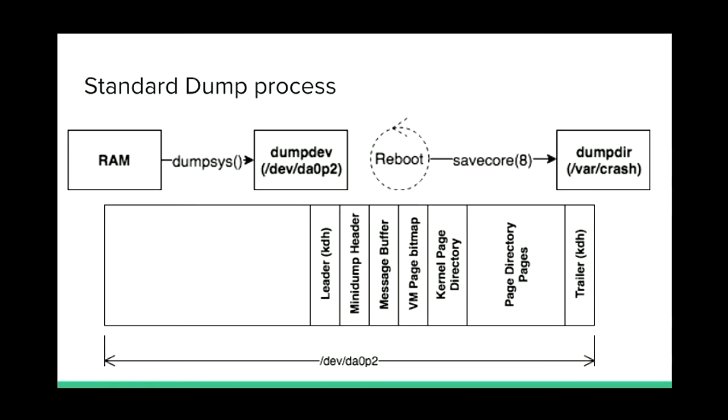So the standard dump process, like I said, you take all your RAM and dump it out to a swap partition, your dump device. When you reboot, a process called savecore runs and takes that dump out of swap and puts it into a file in /crash. This is the format of it in swap. There's a longer talk about all this that explains why this is at the end. So that's stashed in swap to persist for the next boot? Yeah. Okay. And then I'll say why it's at the end then.